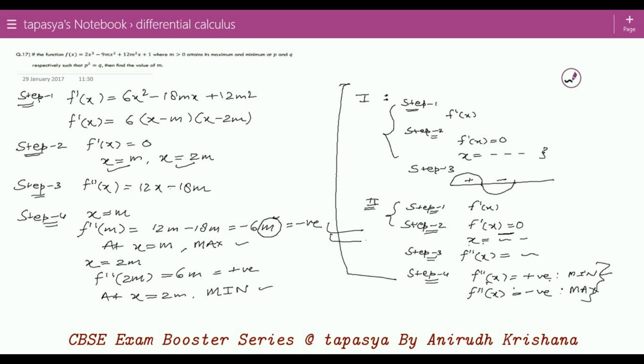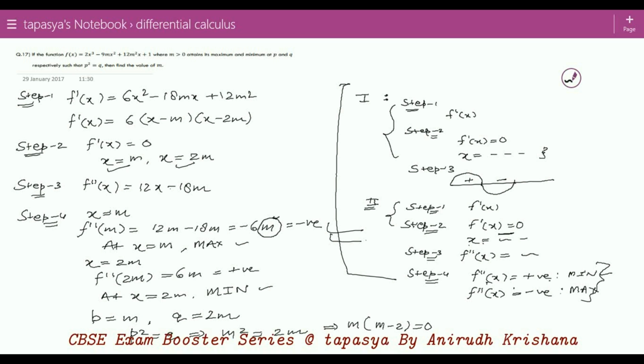But the question says that maxima exists at the point P. So if I put the value of P as m, and the question says that minima exists at the point Q, and our minima is the point at x equals 2m, so Q will be 2m, and the relation between P and Q is P square equals Q. And if I use these values of P and Q, it results m square equals twice of m. Okay, so here I transfer this value of 2m to the left hand side, it results m as a common factor and m minus 2 equals 0.